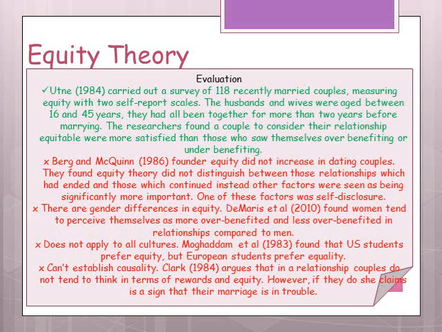It does not apply to all cultures. So US students prefer equity, European students tend to prefer equality, and it can't establish causality. So it's argued that in relationships, couples do not tend to think in terms of rewards and equity. However, she claims that it's a sign of when the marriage is in trouble if they start to think like that.